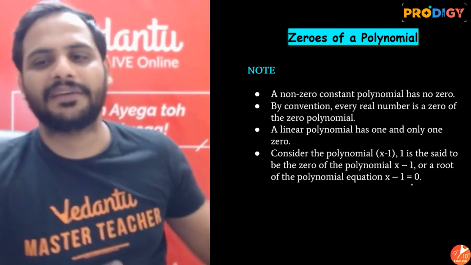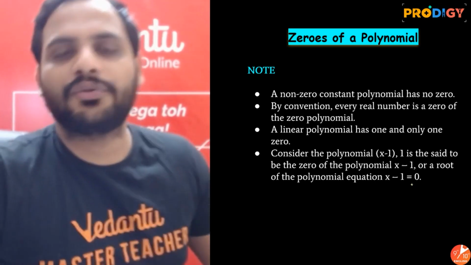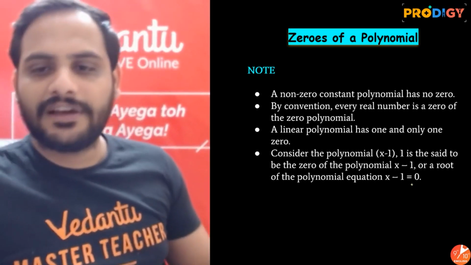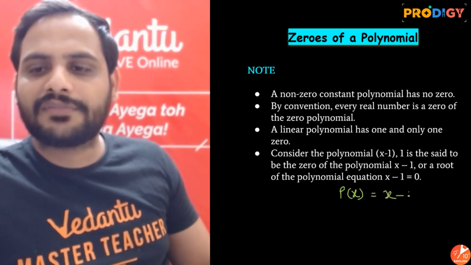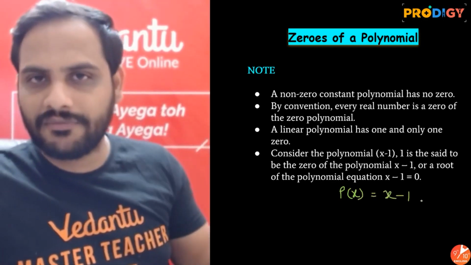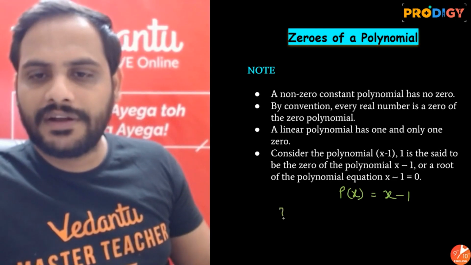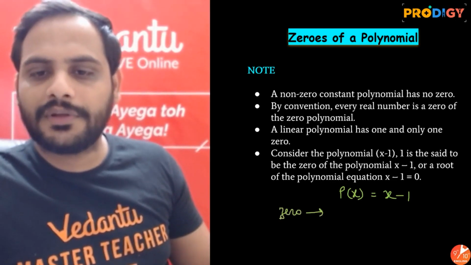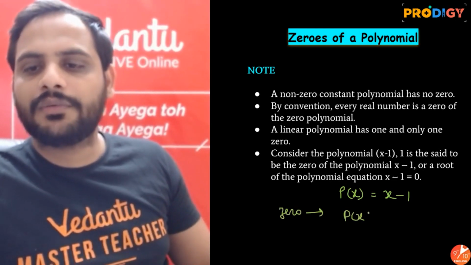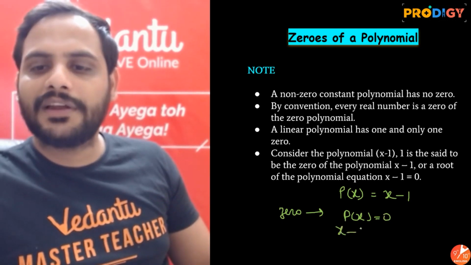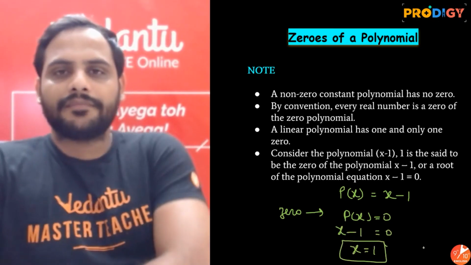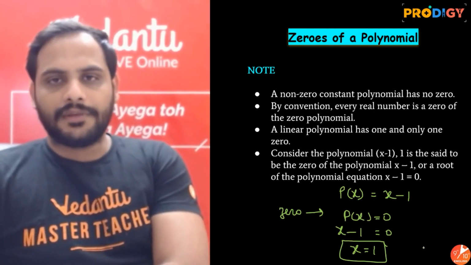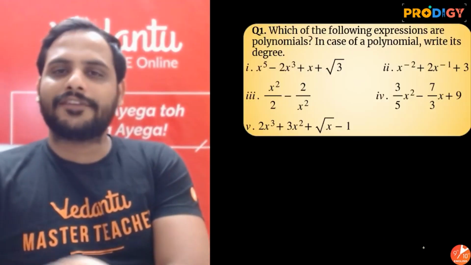Now look, it's a simple thing, beta. I'm just saying what I have told you. If a polynomial p(x) is given to you as x minus 1, and you have to find the 0 of this polynomial, what will you do? Make p(x) equal to 0. So make x minus 1 equal to 0, you will get x equal to 1. Simple. Alright, beta, let's solve some questions.